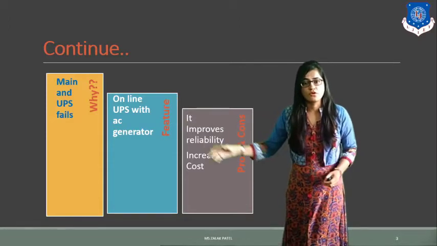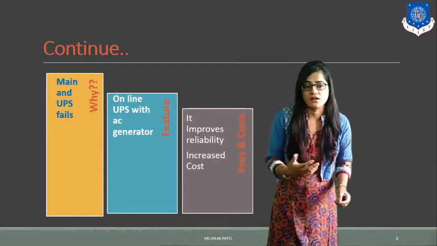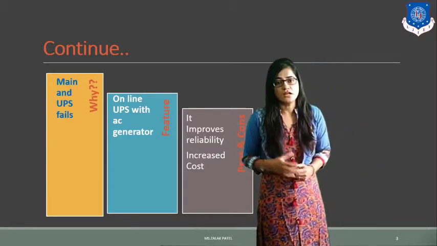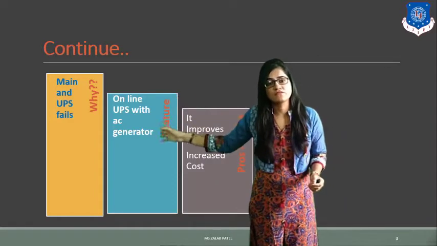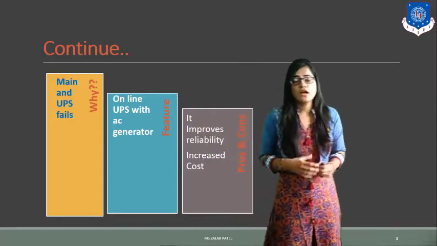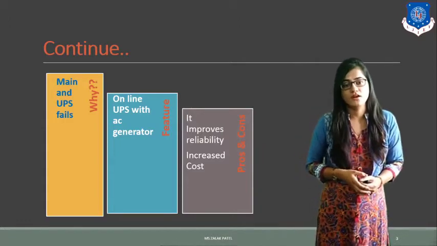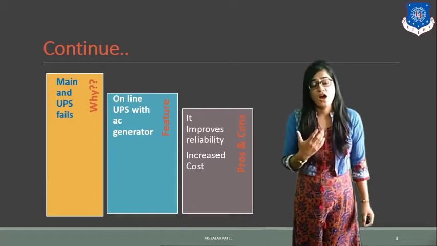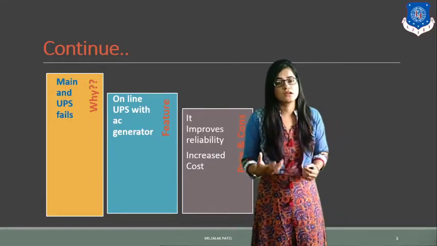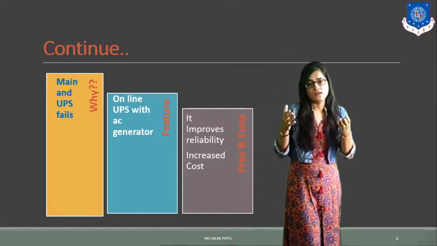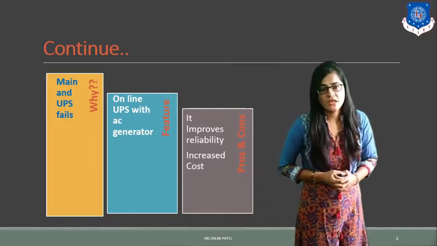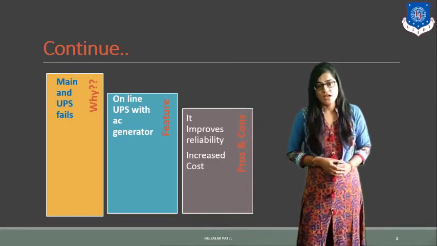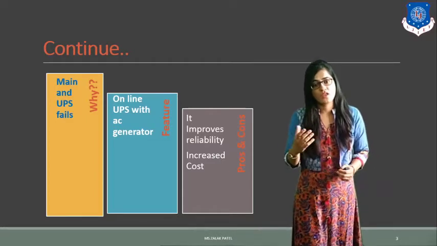What are the main features? Online UPS with AC generator. In the previous case we saw the absence of the AC generator, while in this case the online UPS with AC generator can be used. What are the major advantages and limitations? The advantage is that it provides reliability. How is reliability provided for the circuit? If the main and the UPS fail, the system still does not break down, and it offers reliability. So this is the advantage of the circuit.